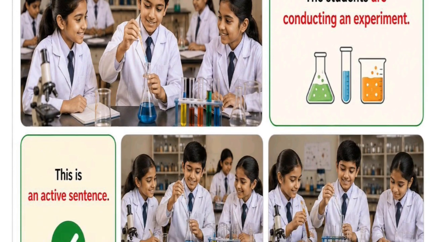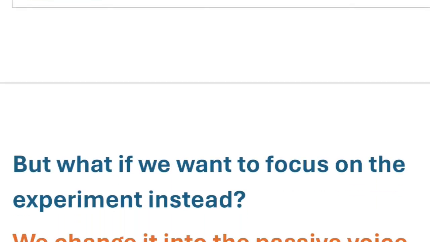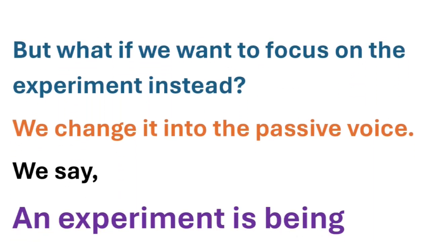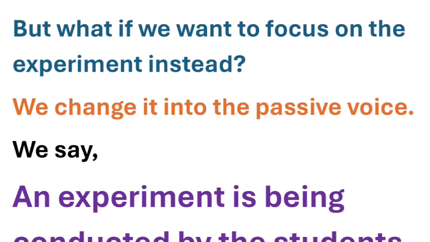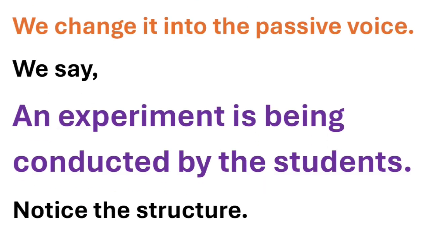This is an active sentence. So let's look at the sentence again. The students are conducting an experiment. Here the students perform the action. The students are performing the action over here. But what if we want to focus on the experiment instead, or the object? We change it into the passive voice. So we say, an experiment is being conducted by the students.